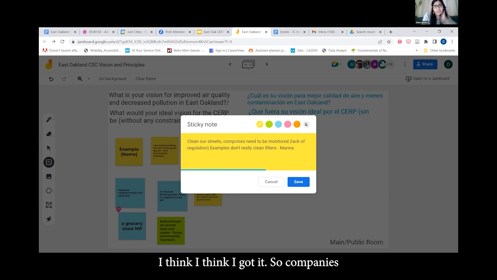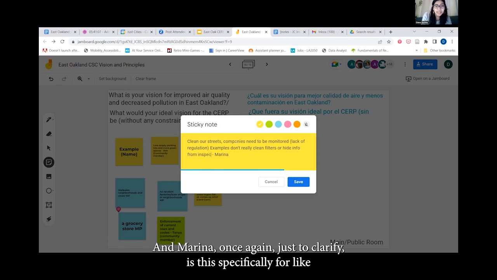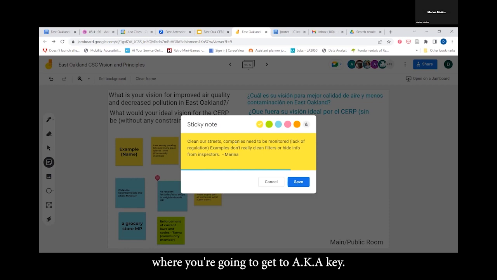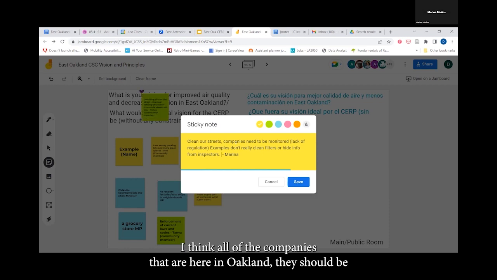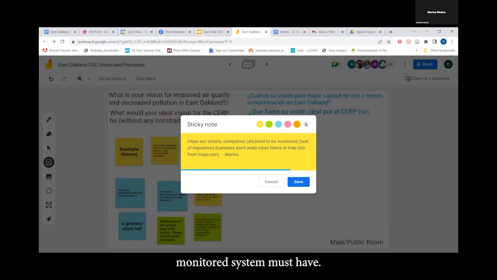I think I got it. So companies don't really clean filters, or hide info from inspectors. And Marina, once again, just to clarify, is this specifically for industrial businesses or also commercial businesses? I think all of the companies that are here in Oakland, they should be monitored. If we are talking about air quality, then we need to start with the companies that are polluting.